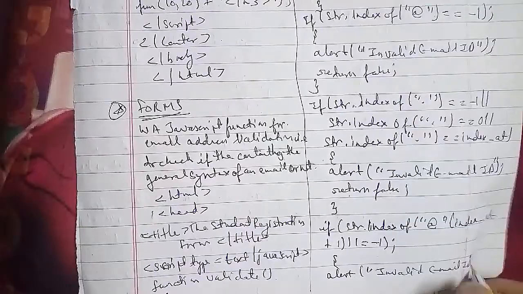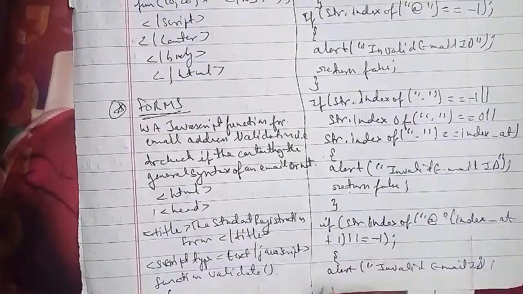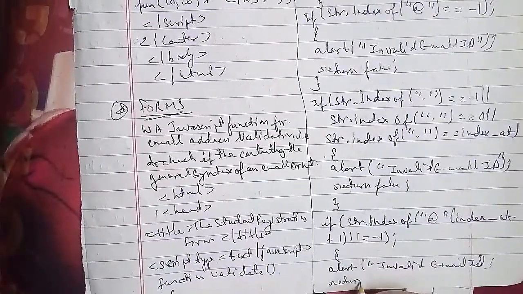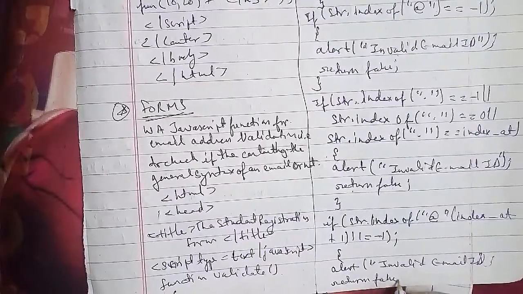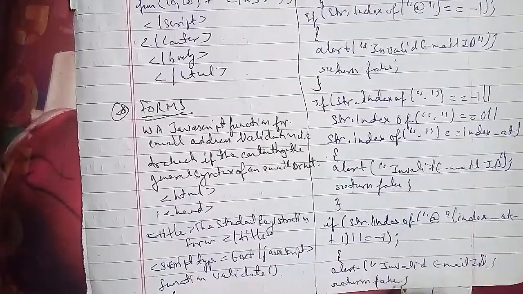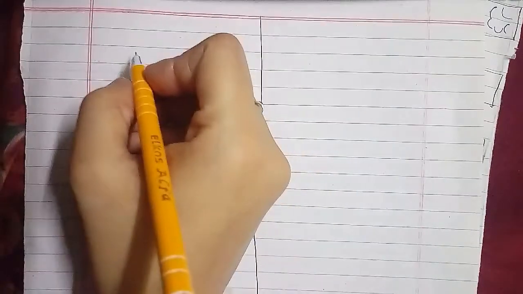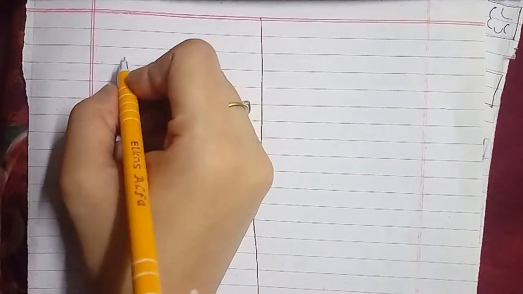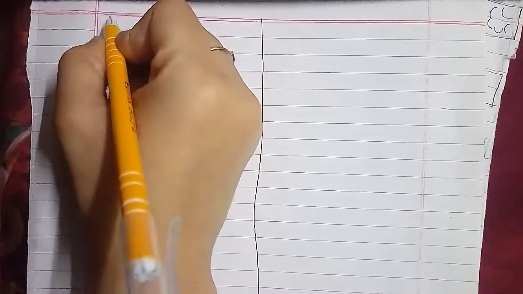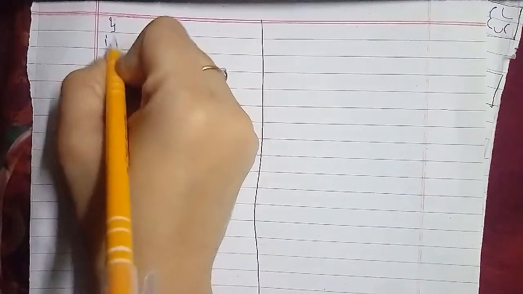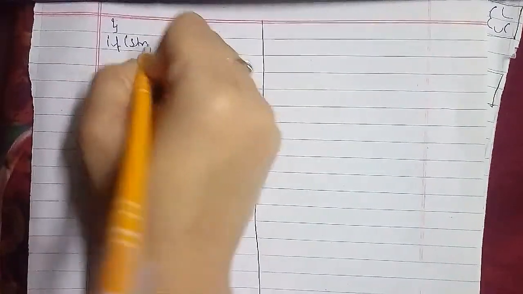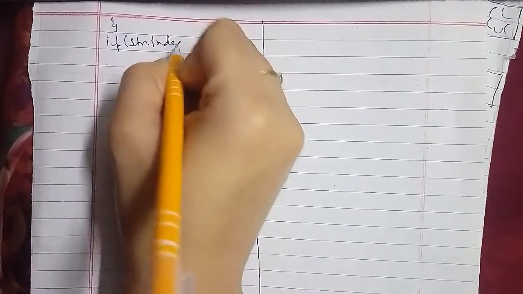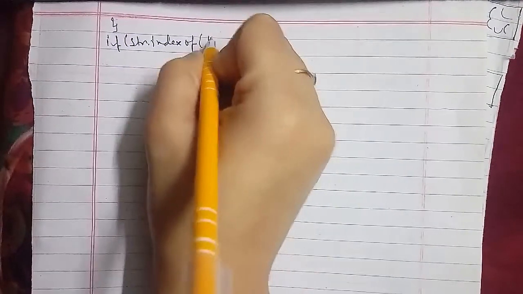Head tag close. Now we will write a JavaScript function to validate username. So here we'll go ahead with this. Write a JavaScript function to validate username. This has been asked for 2 marks, so we'll just write it down.